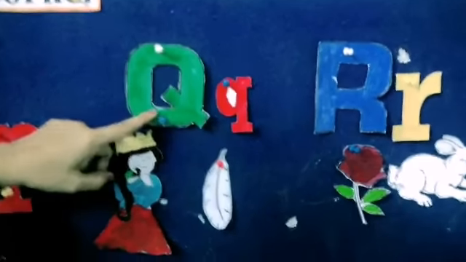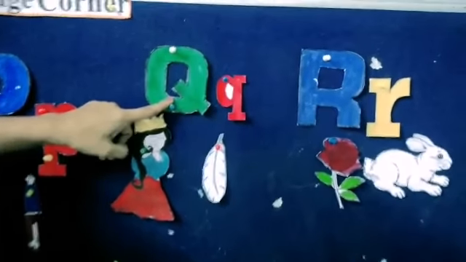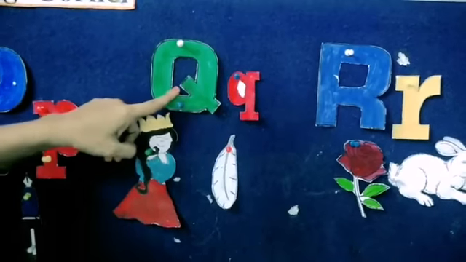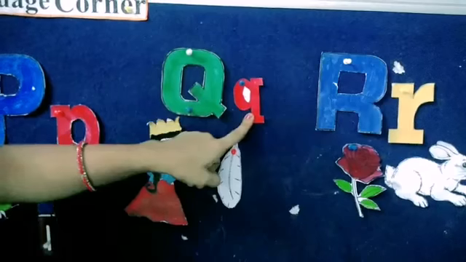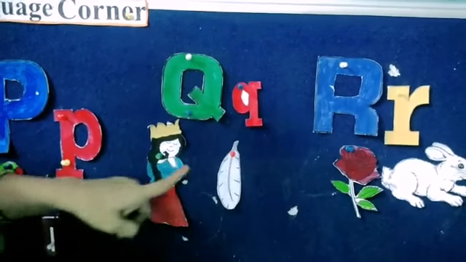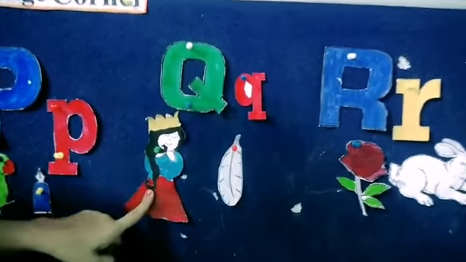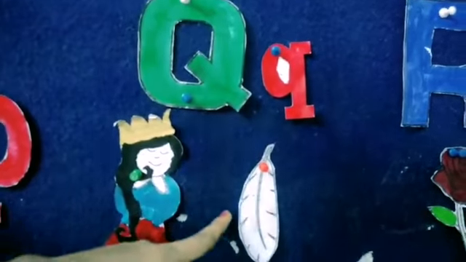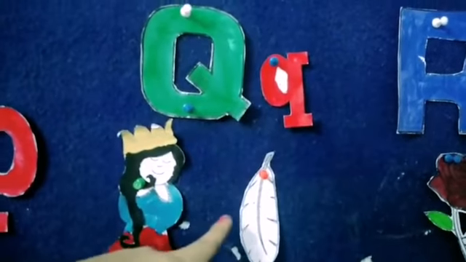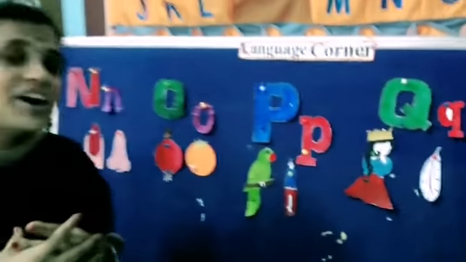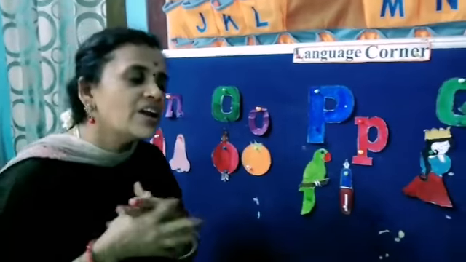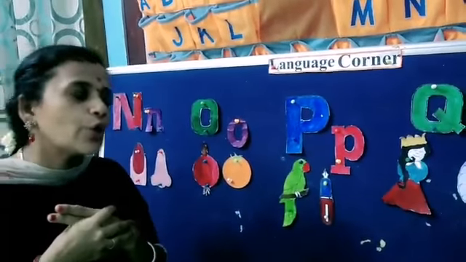Super, baby. Come on. Next, see our friend letter Q. This is capital Q. This is small q. Q for queen, quail. So what is quail, baby? Quail is a bird. We are saying quail.